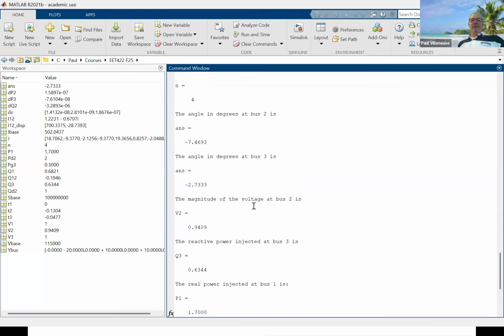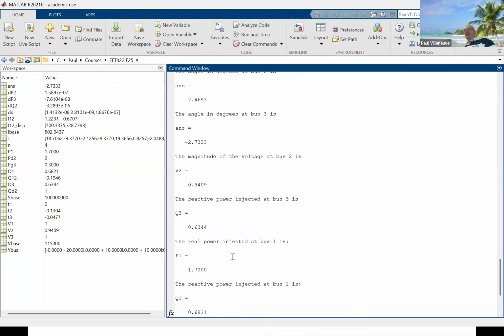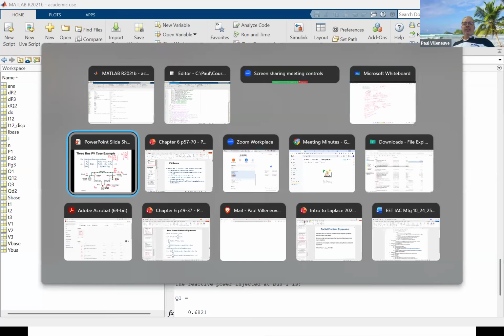So my final result after 4 iterations: the angle at bus 2 is minus 7.47 degrees. Bus 3, its angle is minus 2.7. Again, I should have a higher angular difference between bus 1 and 2 than 1 and 3, and I see that there because bus 1 is 0. My voltage at bus 2 is 0.94. And I don't calculate the voltage at bus 3 because I told it what it was, right? It's going to be 1. The reactive power flow injected for the generator bus is 63 megawatts. If you remember from the slide, that's where that number comes from.